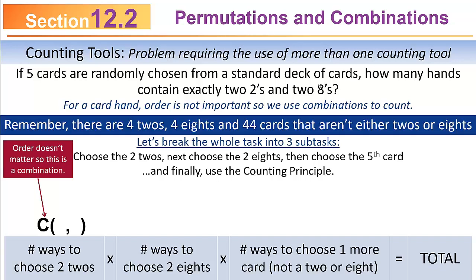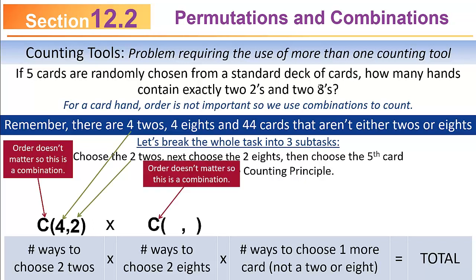So going back, choosing your 2s is a combination because order doesn't matter. There are 4 2s in the deck, and we want to choose 2 of them. So that's a combination of 4 things taken 2 at a time. Then we want to move to the 8s. Again, there are 4 8s in the deck, and we want to choose 2 of them. So that's also a combination of 4 things taken 2 at a time.